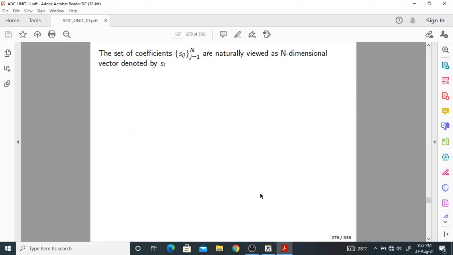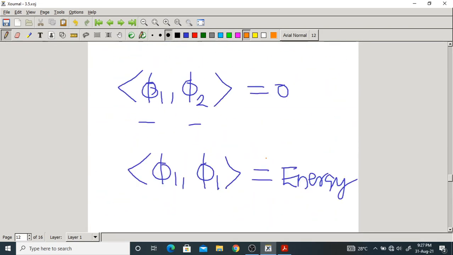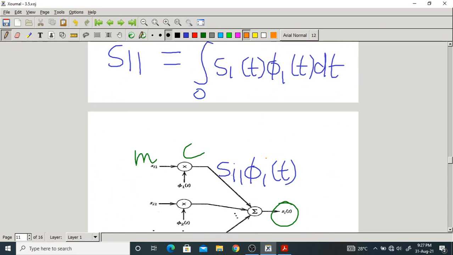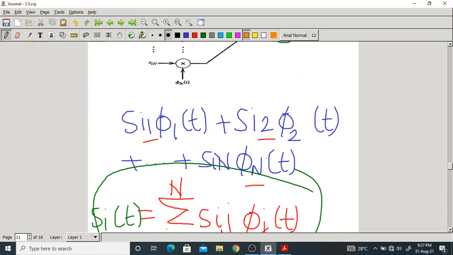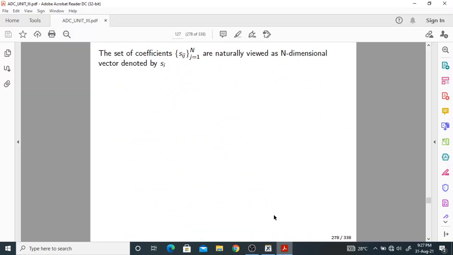Now here, we had these coefficients, no? In the expansion, we had the coefficients. What are they? s i1, s i2, or s11, s12. These are the coefficients of expansion, or simply the s ij's. These are the coefficients of expansion. Now they can be written in vector form. The s ij are naturally viewed as an n-dimensional vector denoted by s i.